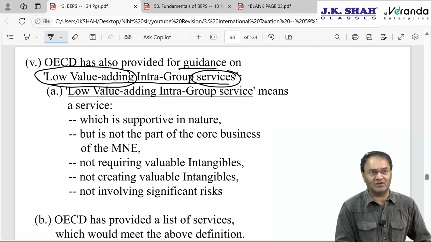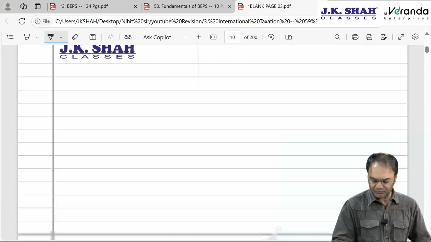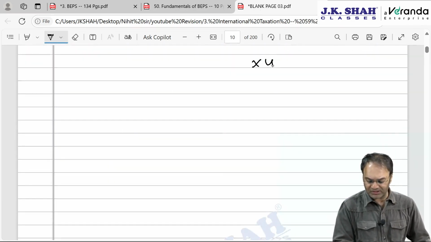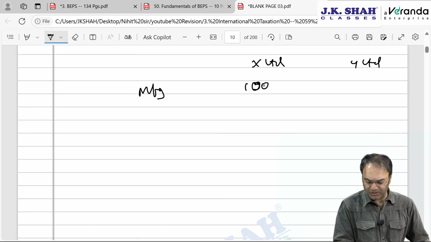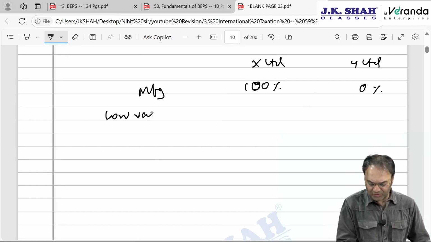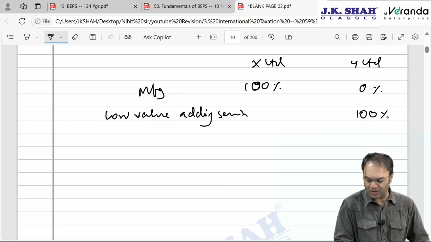So for low value adding services, here is how manipulations were taking place. What these people used to do is show on paper that X Limited, Y Limited, the main activity is the manufacturing activity. Manufacturing is mainly, or 100%, taking place in country X with a 57% tax rate, nothing taking place in country Y. But what is happening is some low value adding services are provided 100% by Y Limited from country Y.